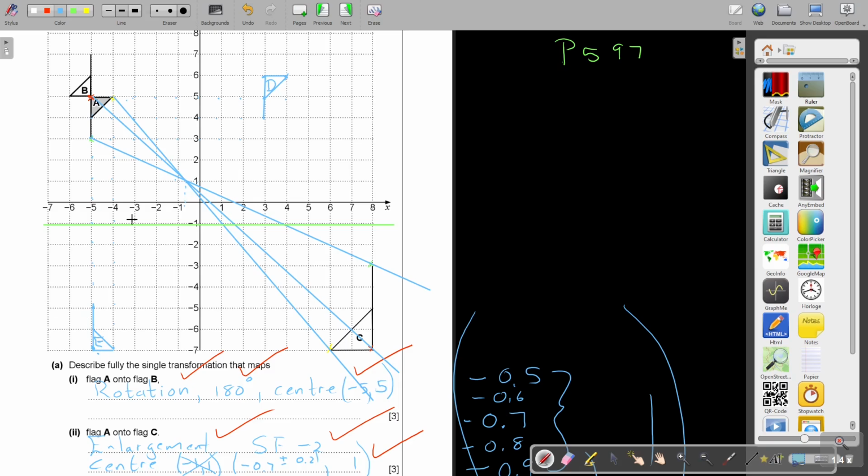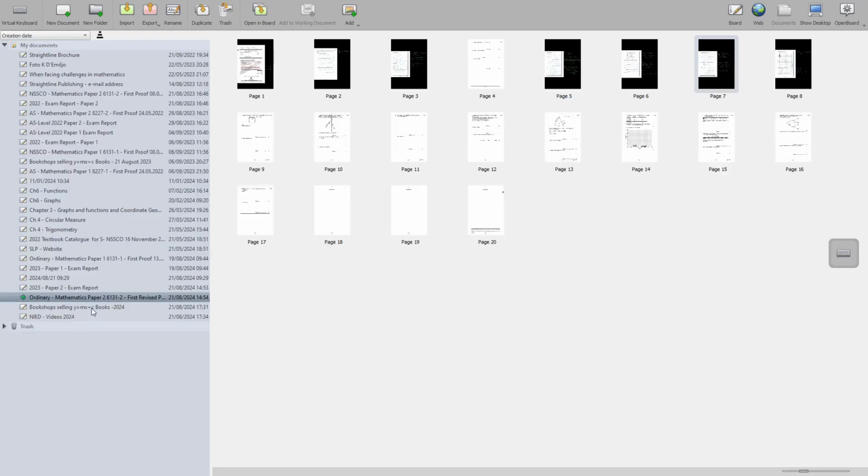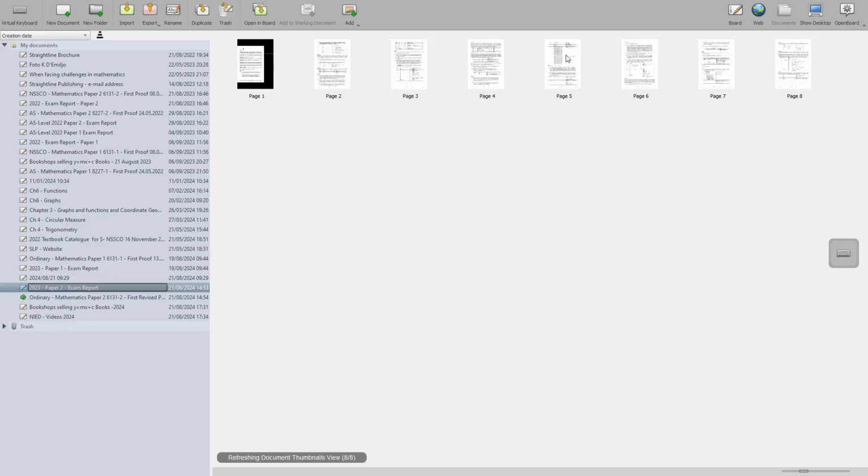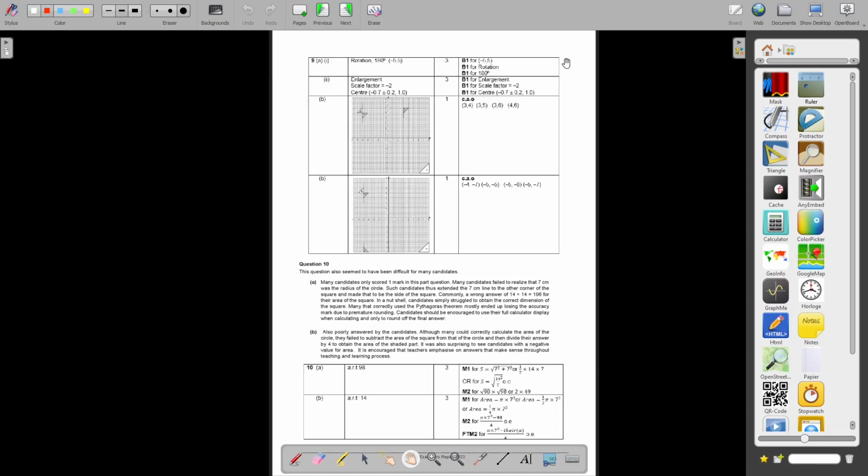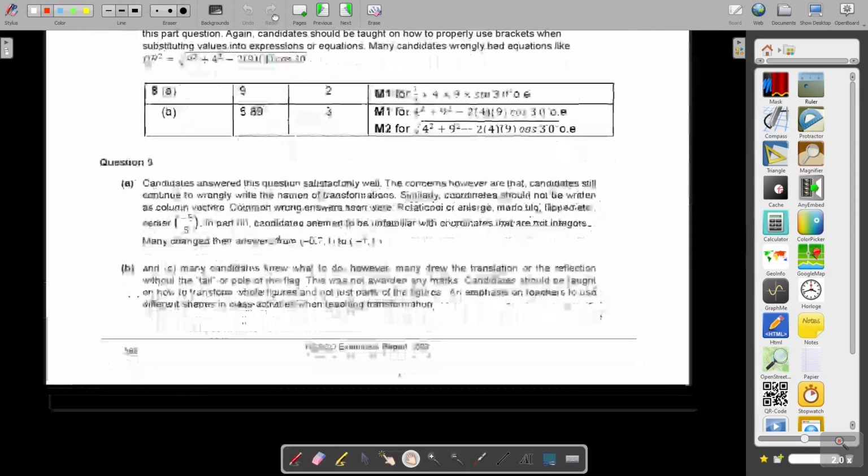Okay. And let's go to the exam report. It's just 1 mark. So if it's in the correct position, they will just give 1 mark. Okay, so let's go to the exam report. If I look here, question number 9, I can maybe just read for you.